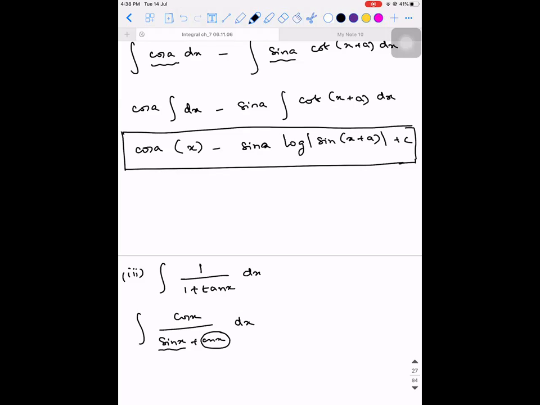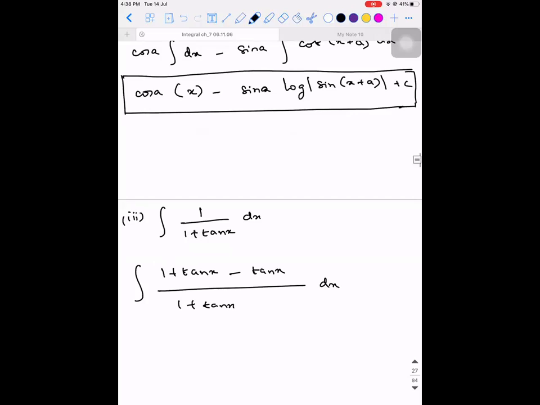Now what you can think is, since I have a tan x, my mind starts thinking about secant square x. Will I be able to bring any secant square x into the picture? No, sir. Obviously, we cannot do that. What else can I do? Writing the numerator in terms of the denominator, making them equal. Shall we try that? Yes, sir. So 1 plus tan x minus tan x divided by 1 plus tan x into dx. If I write it like this, 1 plus tan x by 1 plus tan x is going to give me 1 dx, minus the integral of tan x divided by 1 plus tan x into dx.